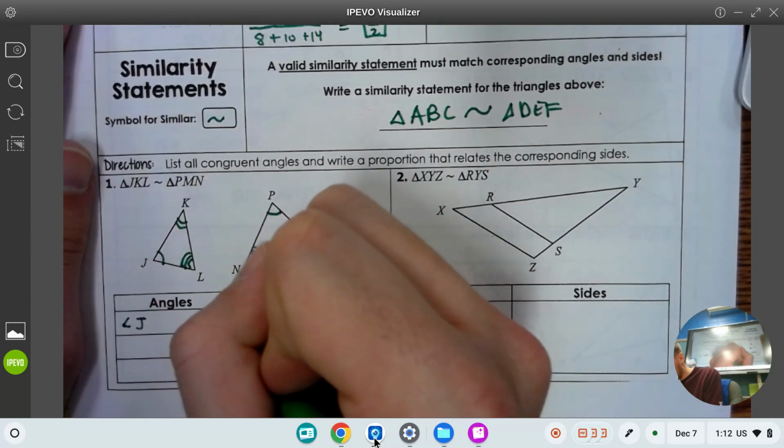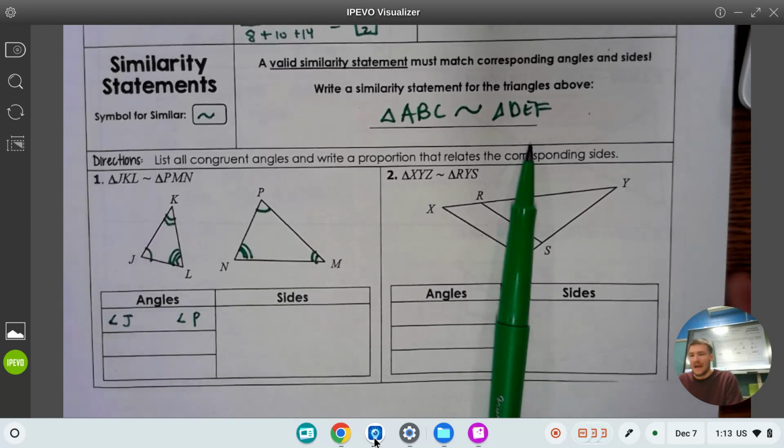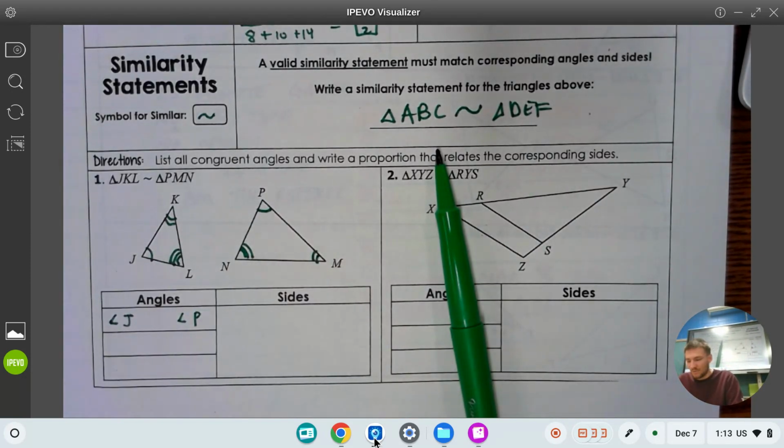and angle P, tell me about angle J and angle P. How are they related to each other? Are they equal, similar, congruent? So, how is J related to P? Are they equal, similar, or congruent?